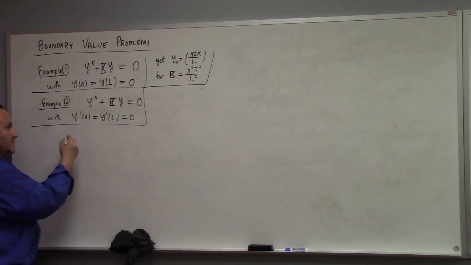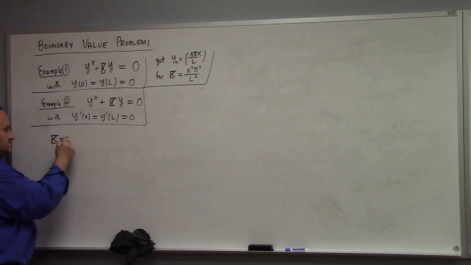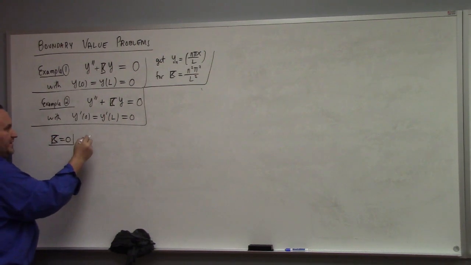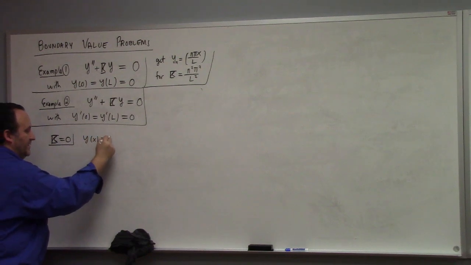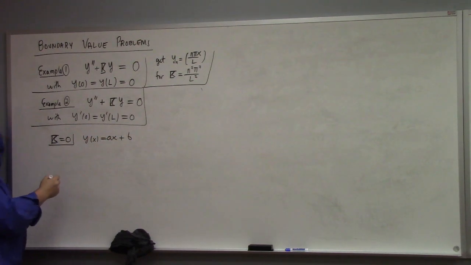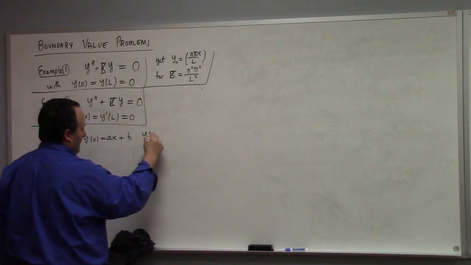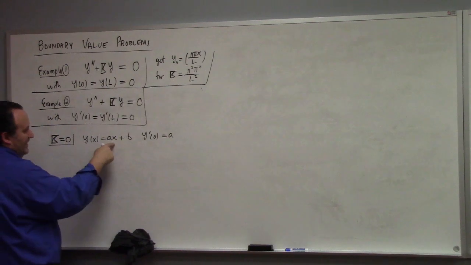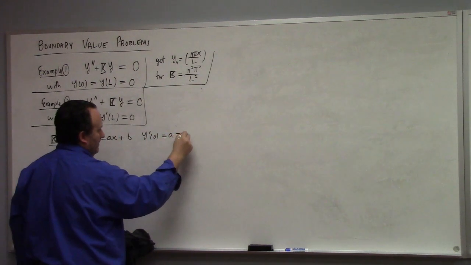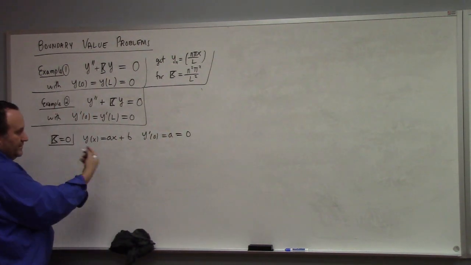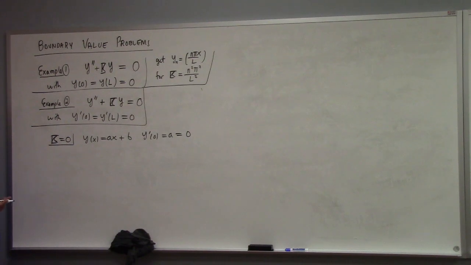So if we have k equal to 0, what are we going to get? We're going to get y of x equal to ax plus b. So we have y prime of 0 is what? It's just a, and that's equal to 0. And guess what? Check this out. Do we have any condition on b?